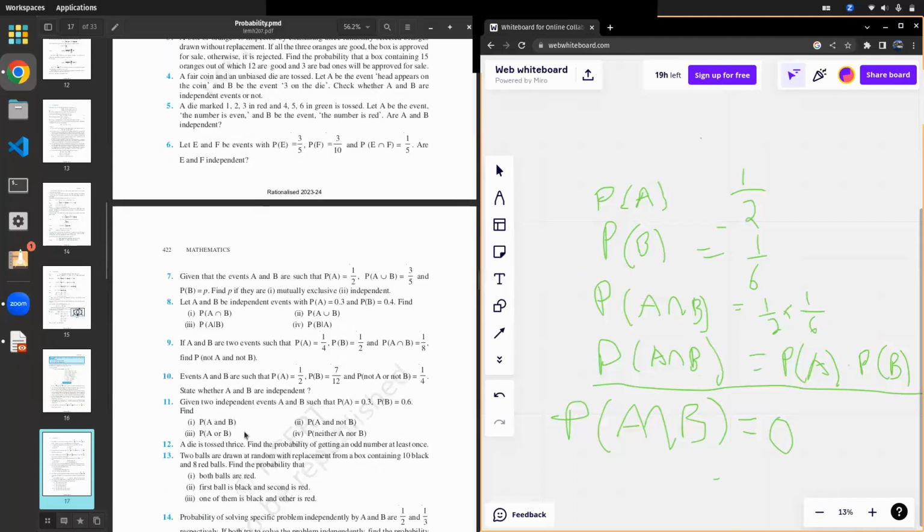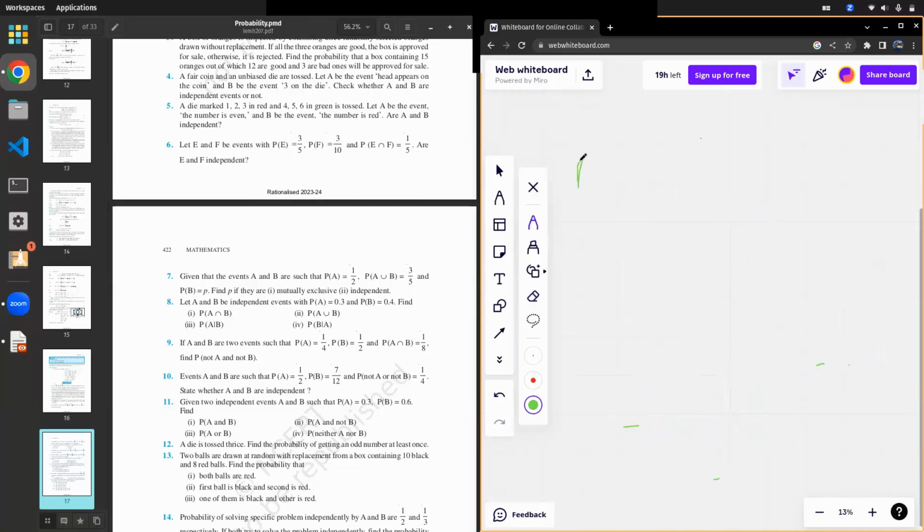So next question. If A and B are two events such that probability of A is equal to 1 by 4, probability of B is equal to 1 by 2, and probability of A intersection B is equal to 1 by 8, find P of not A and not B. So we have to find the value of probability of not A and not B. This can be rewritten as the complement of probability A union B.